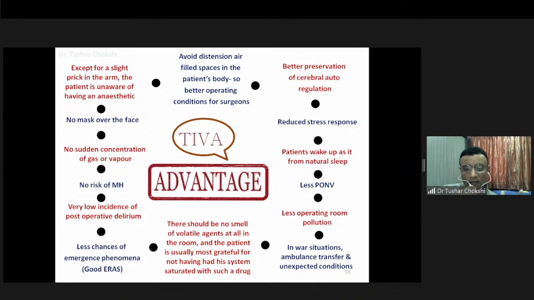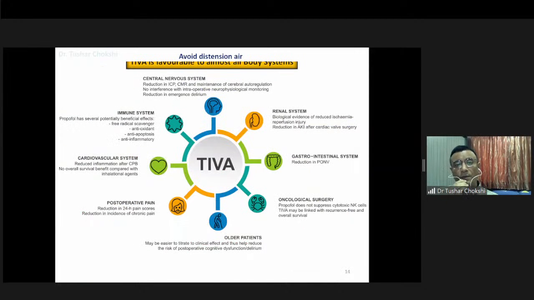And mind you, in space also, there is anesthesia given by my Israeli friend, Paul Zilberman, who is an anesthetist, and he has given TIVA even in space anesthesia. In war situations, ambulance transfer, and unexpected conditions, you do not think of anything except TIVA. So TIVA is favorable to almost all systems like immune system, cardiovascular, even oncology, renal, gastroenterology, neuro, central nervous system. You name the system and TIVA is favorable.